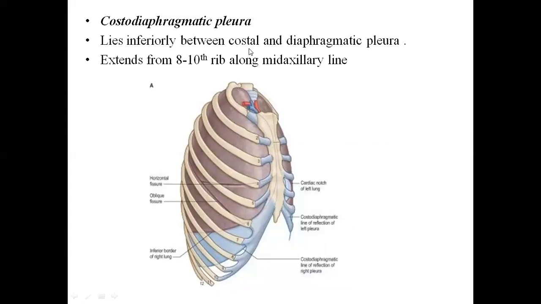Costodiaphragmatic recess is a recess that is lying inferiorly between the costal and the diaphragmatic pleura. So this space, that is the costodiaphragmatic recess, is extending from the 8th to the 10th rib in the mid-axillary line. Mid-axillary line is an imaginary line which can be drawn at the center of the axilla. So this is the extent of the costodiaphragmatic recess. So it's extending in the mid-axillary line from the 8th to the 10th ribs.